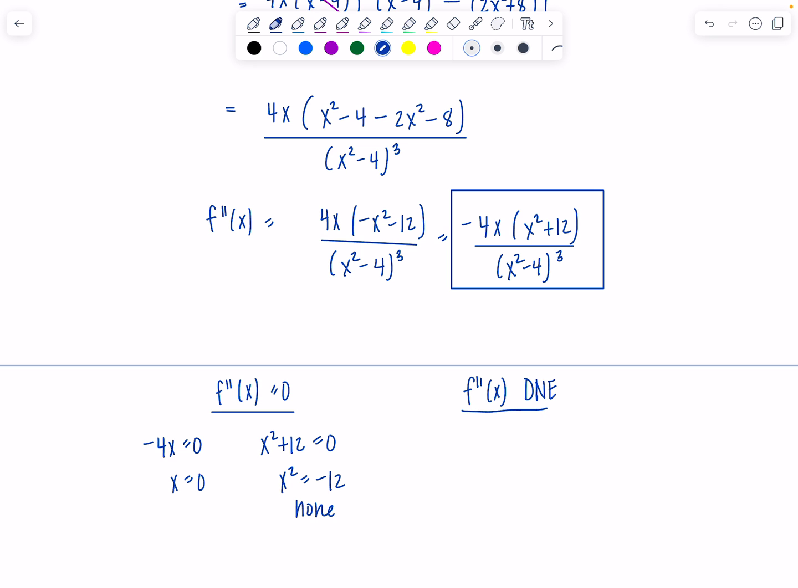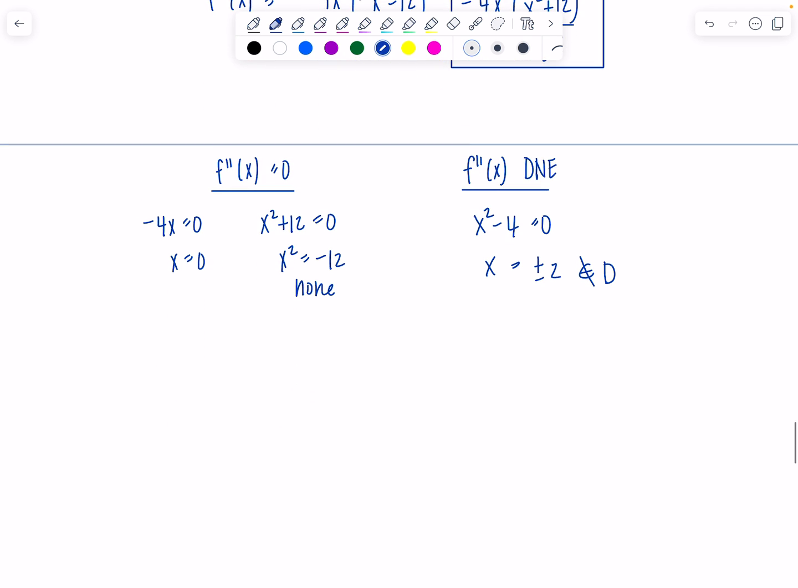And then f double prime doesn't exist. Again, that happens when the denominator is 0, which happens at plus or minus 2, but those are not in the domain. I am going to put them on the number line, though, just so we check the concavity on either side of the vertical asymptote. Asymptotes, excuse me, we got 2 of them to be on guard for. But don't forget zeros going on there, okay? And then these 2, can't touch that.